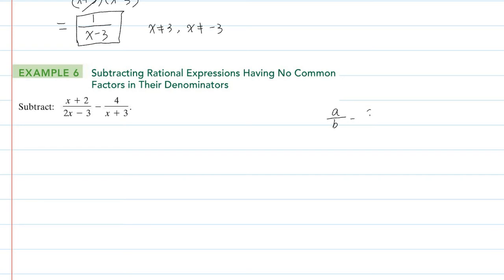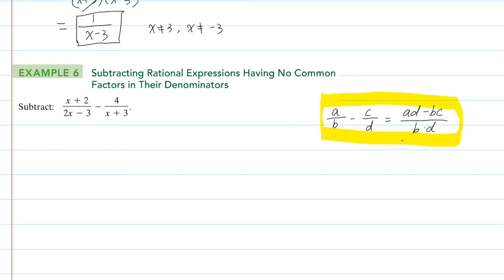Alright, so if I have something like this, a over b minus c over d, which is going to give you a multiplied d minus b multiplied c over b multiplied d. Okay, this is something you could just remember. Some formula is really useful. Okay, let's take a look. We have different denominators.